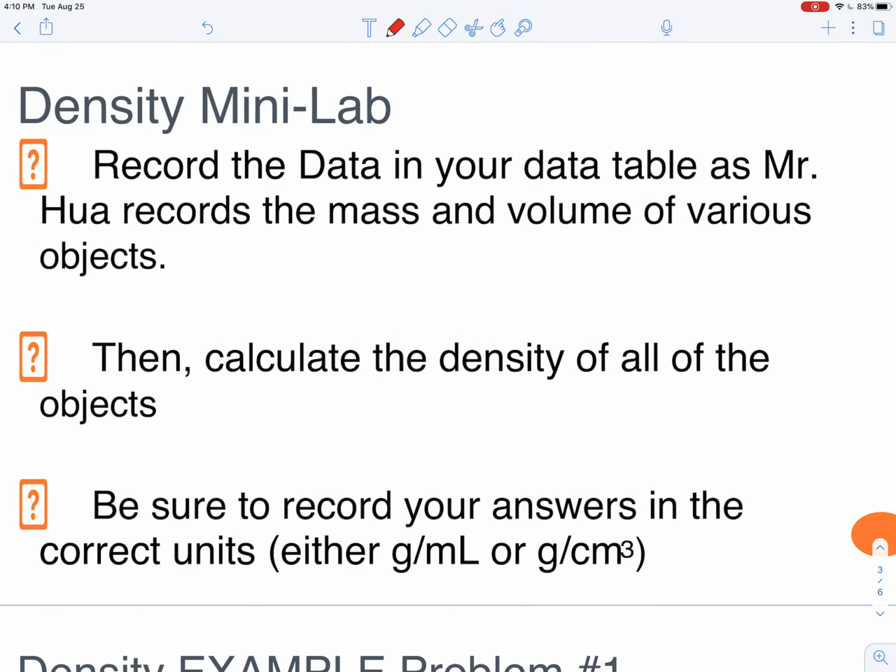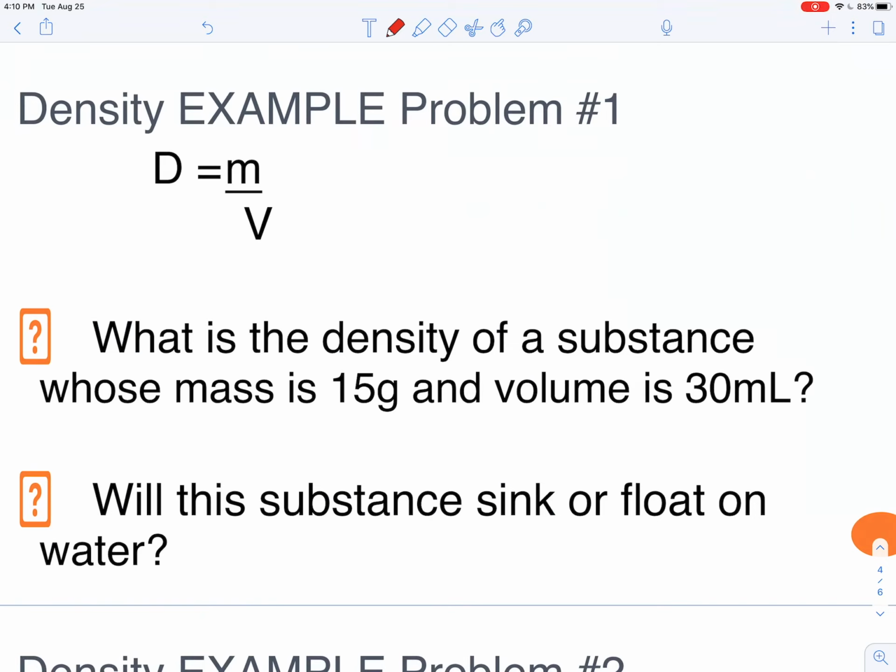Okay, you're going to do a little mini lab next. So if you want to switch the video to do the mini lab, make sure you record all the data and fill in that table calculating the density. It's simply mass divided by the volume. I'm going to continue on and work on some practice problems here. I won't solve all of them, but I'll get them started for you.